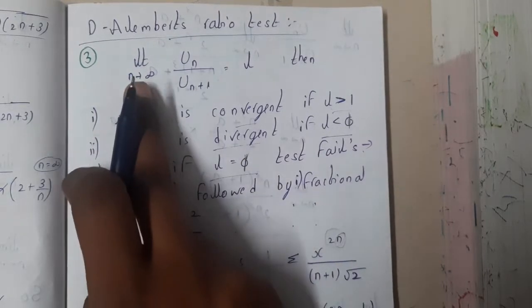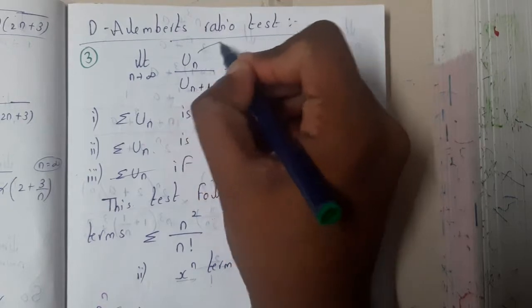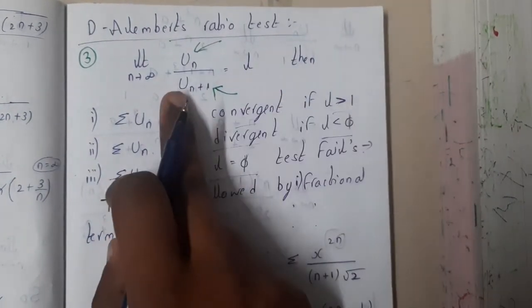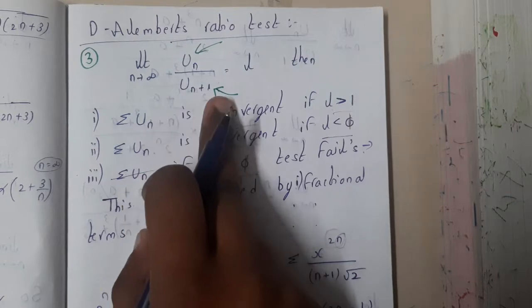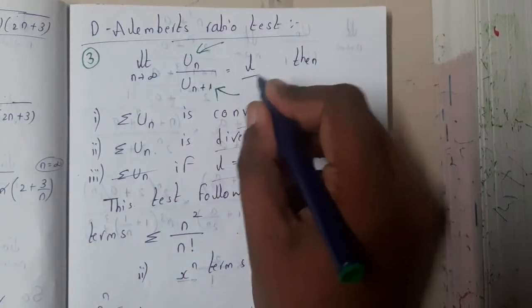Here you will be calculating the limit as n tends to infinity of u(n+1) by u(n). So u(n) will be given in the question, and in place of n you will be placing n plus 1 and solving u(n+1). If you divide these two and apply limits, you will be getting the value of L, guys. We'll be going through an example, don't worry.